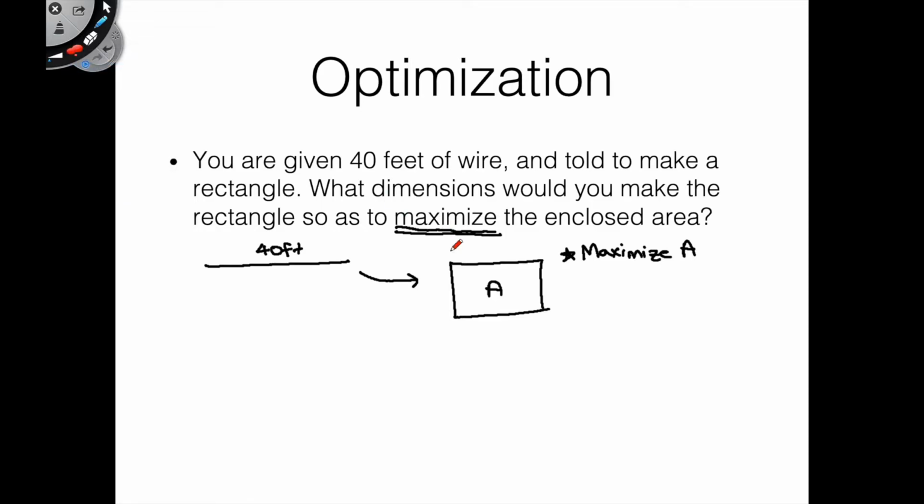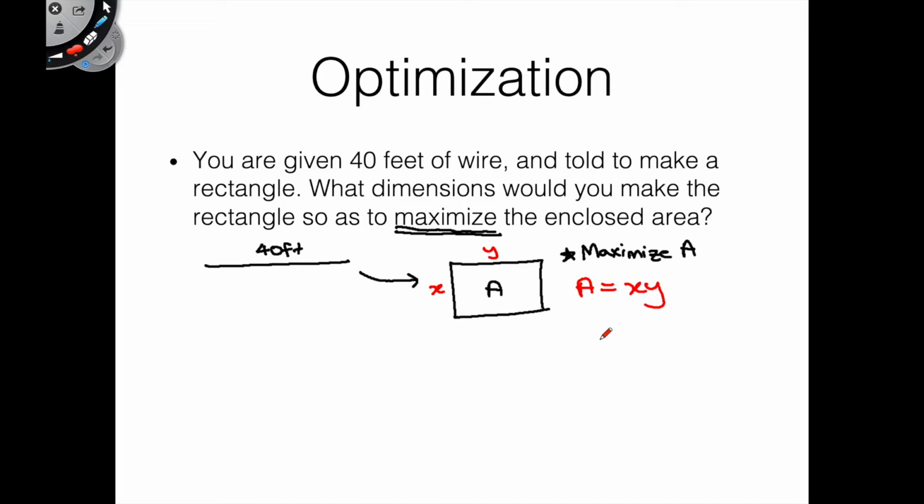However, let's see if we can make this problem more mathematical. Let's put some variables on this rectangle. Let's call this X and this Y. Given that, my equation for area is simply going to be X times Y. Good, we now have some kind of equation to work with, but that's still not quite good enough for us to actually do calculus on. We can't use a second derivative test on that, because it's a function of two variables. So we're kind of limited there.